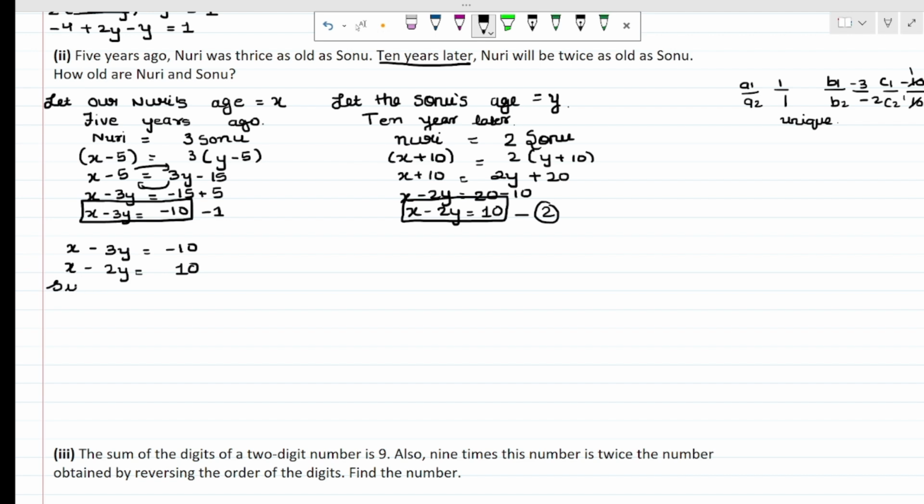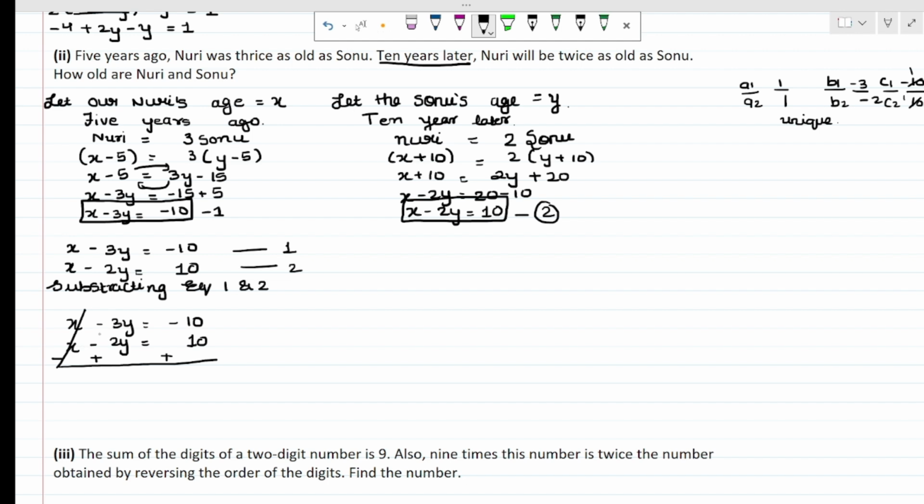So write over here, subtracting equation 1 and 2. You are subtracting your equation number 1 and your equation number 2. x minus 3y equals minus 10 and x minus 2y equals 10. What will the next step be? You have to change your signs. So this becomes minus, this will be positive, and this will be positive. Now subtract it. The x is getting cancelled. Minus plus, now it's minus, and my larger number has the negative sign. So my answer will be minus y equals minus 20.